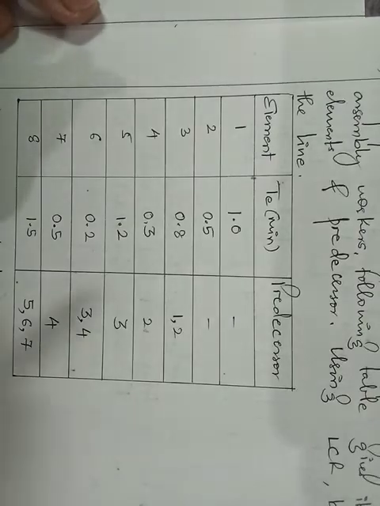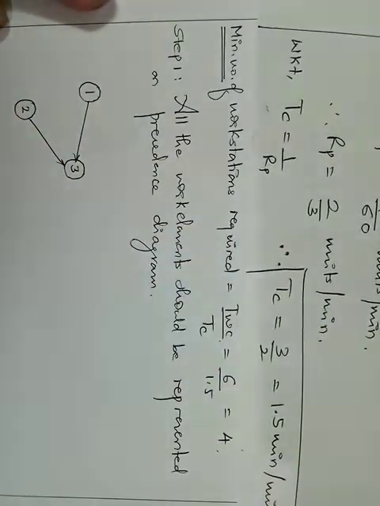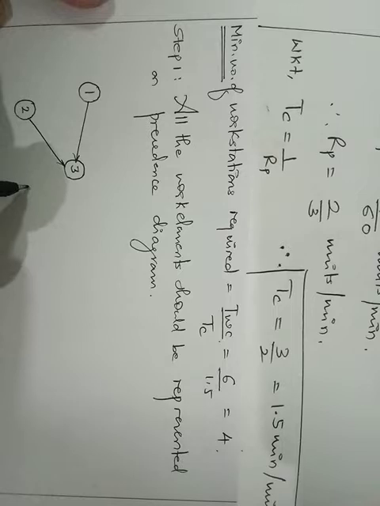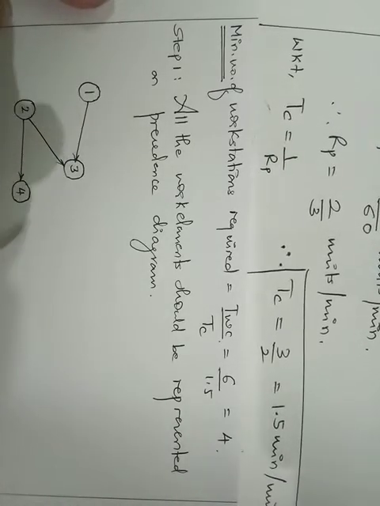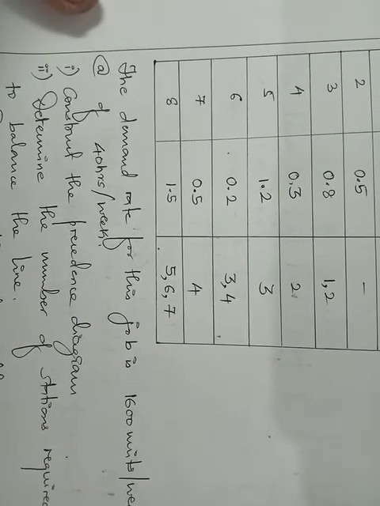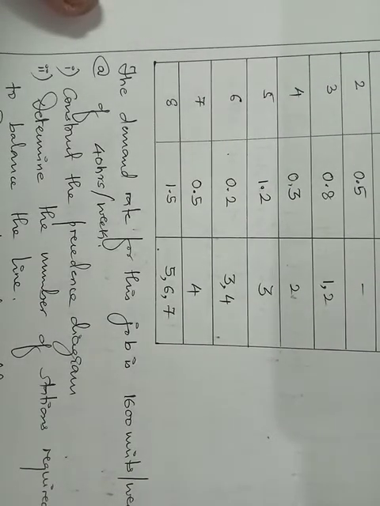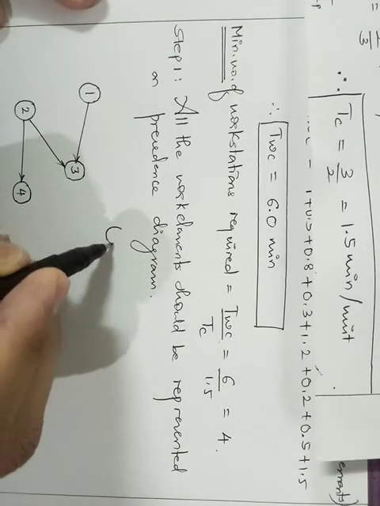Next, for work element 4, the predecessor is 2. So after completion of 2, you can go for 4. I'll show 4 somewhere over here. After 2 is completed, I am going for 4. Now next, for work element number 5, the predecessor is 3. I'll show it somewhere over here.